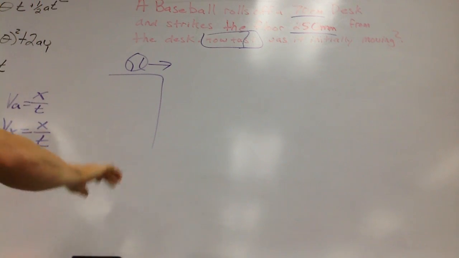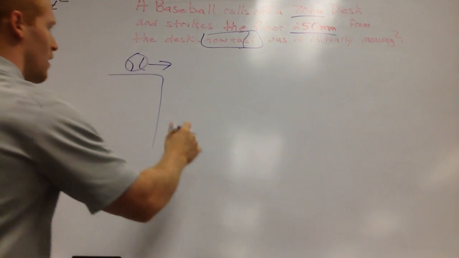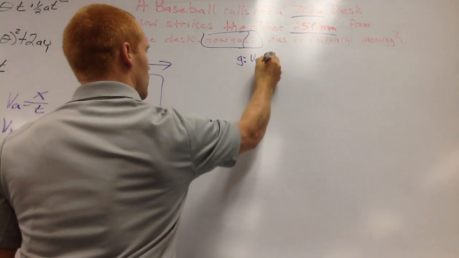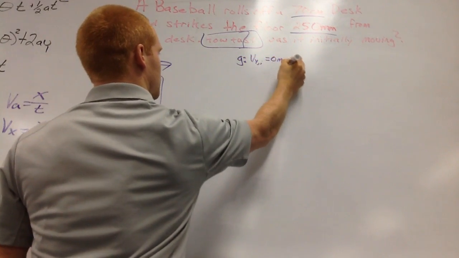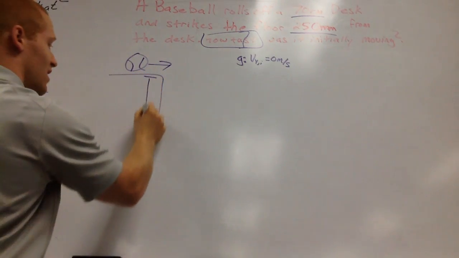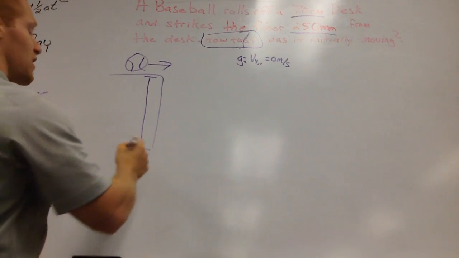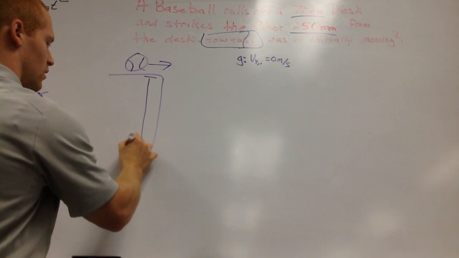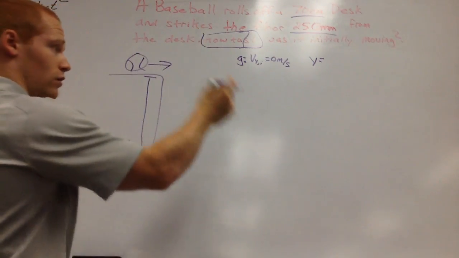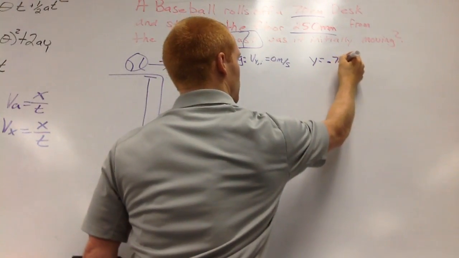So what that means is when it first goes off the desk, velocity in the y direction, Vyi, would have to be 0 meters per second. We know that because it can't go through the desk. We also know the height of the desk. It's 70 centimeters, so I'm going to convert that, 0.7 meters. So our y, since it's going vertical, is going to be 0.7 meters.